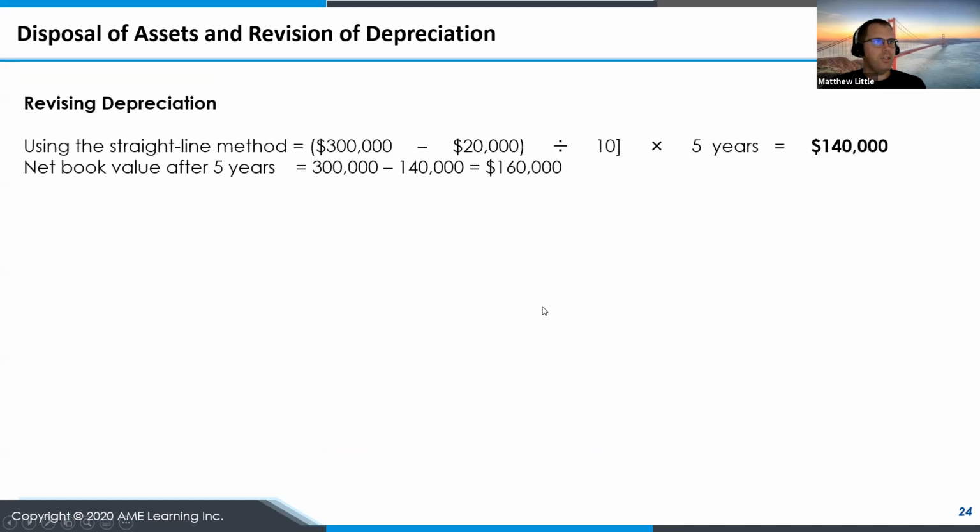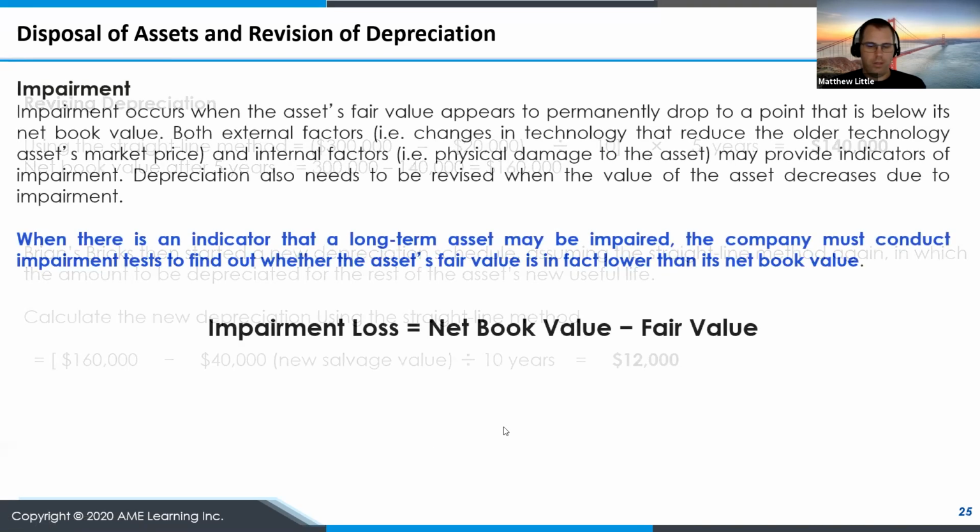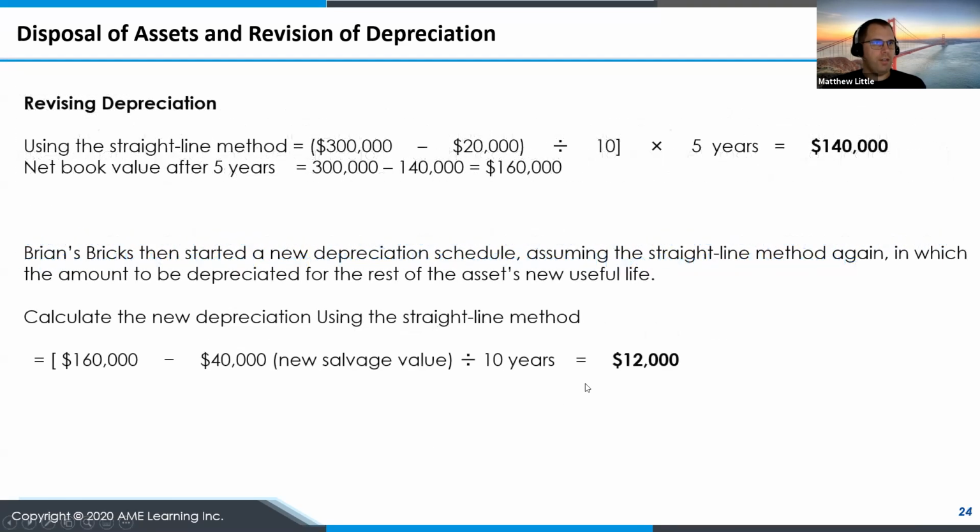We have the calculations here that I just spoke about. Oops, I'll go back just to keep it there for a second. Okay, so the net book value after 5 years is 160. Take the 160 less the new salvage value over 10 years is $12,000 a year for the rest of the 10 years.